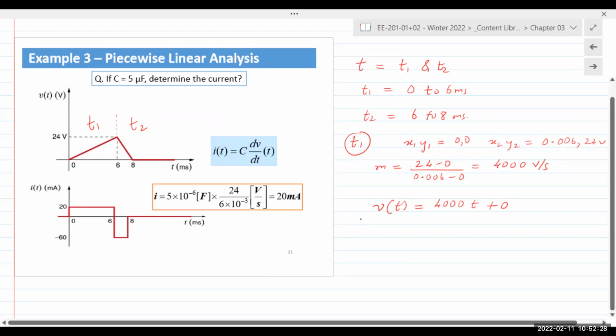10:52. Okay, so from this point on, IC of t is the same, C dVc over dt. You plug in the values. C is what? 5 microfarads, so 5 into 10 raised to minus 6 times d by dt of 4000 t. We solve that, and we get 20 milliamps. Okay, 20 milliamps.